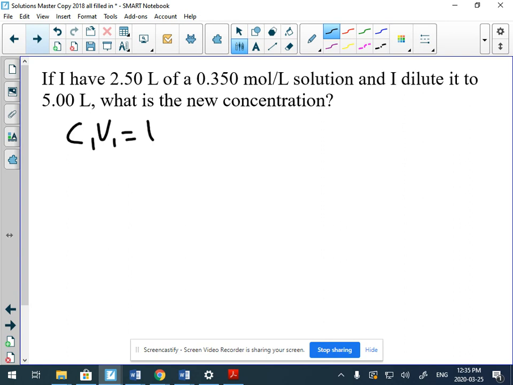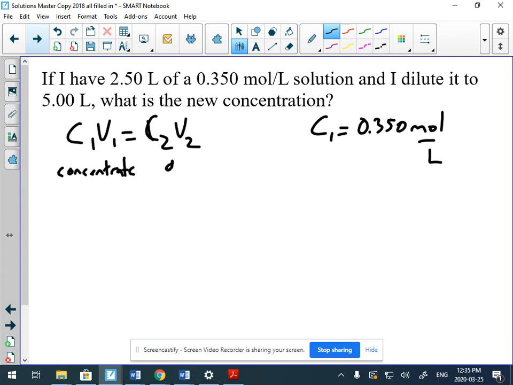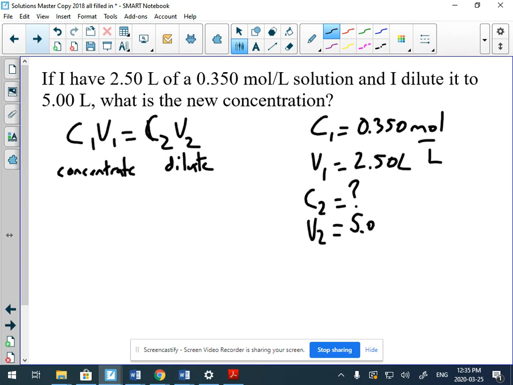here's the solution. We need our dilution formula. You can set up a little toolbox. The concentration of the first system, C1, is the start. You could even say this is the concentrated side. And this is the dilute side, right? Concentrated and dilute. Okay, so C1 is 0.350 mole per liter. V1, it's at 2.50 liters. We don't know the new concentration. The volume of the second system is 5 liters.